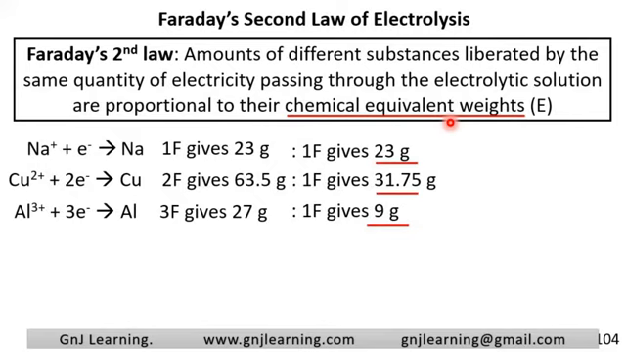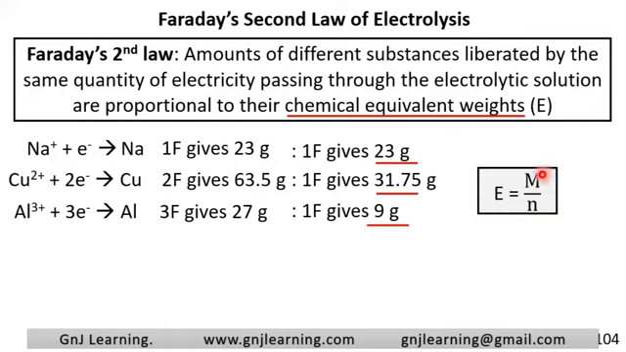How to get chemical equivalent weights? How did I get the value 23 or the value 9? Molar mass divided by the number of electrons involved, that is 27 by 3. In the case of copper, it is 63.5 divided by the number of electrons there, giving 31.75. So how to get chemical equivalent weight? E is equal to the molar mass of a substance divided by the number of electrons involved in that reaction. So this is Faraday's second law.